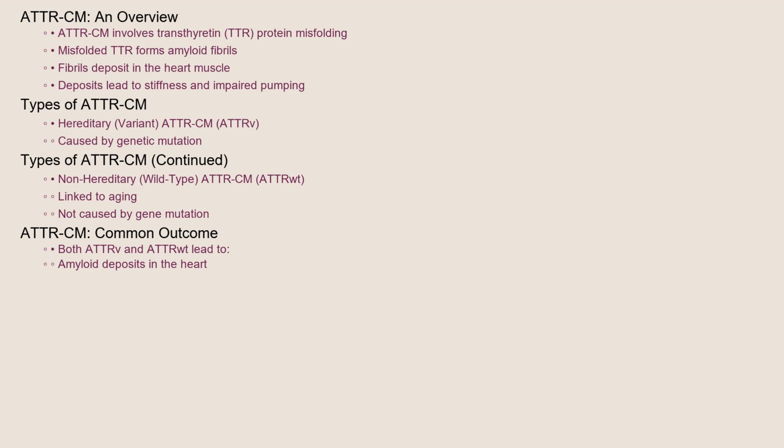There are two main ways this can happen. The first is through a genetic mutation, leading to hereditary or variant ATTR-CM, often abbreviated as ATTR-V. The second is a non-hereditary form, known as wild-type ATTR-CM, or ATTRwt, which is linked to aging and is not caused by an inherited gene mutation. Both types ultimately lead to the same problem: amyloid deposits in the heart.